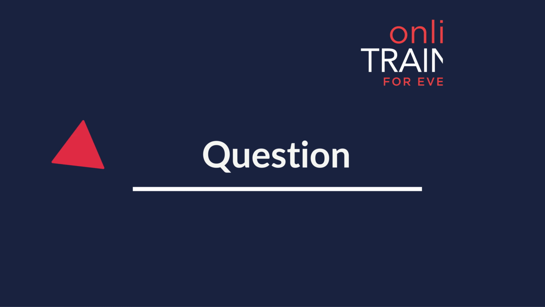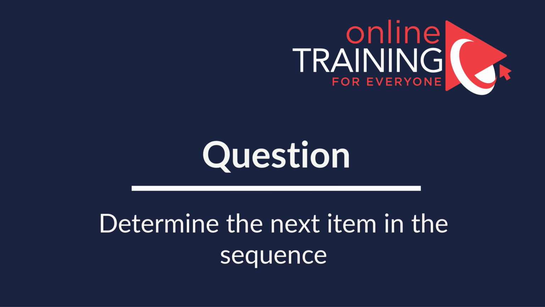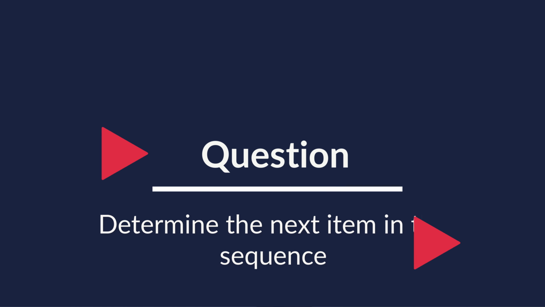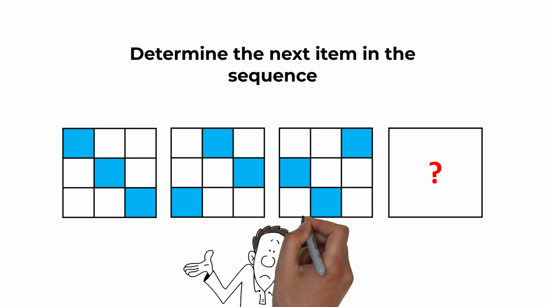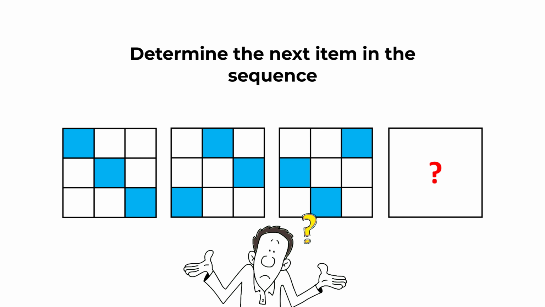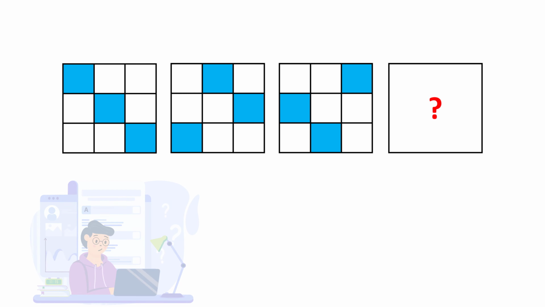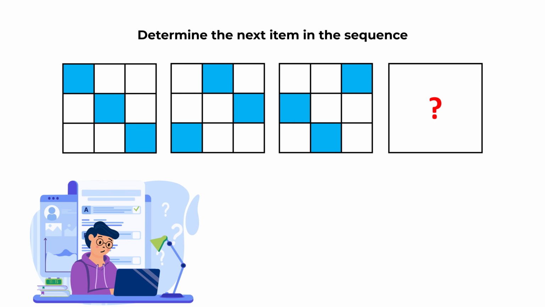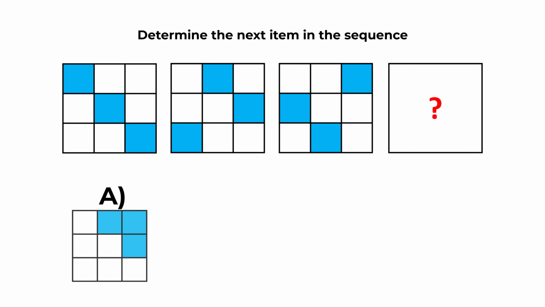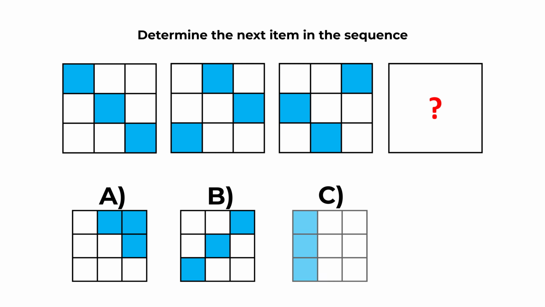Here is a very interesting problem that you might frequently get on the test. You need to determine the next item in the sequence. You're presented with the sequence of large squares. Each large square contains 9 small squares inside, and the small squares are of different colors. You need to determine the next item in the sequence, and you have 4 different choices. Choices A, B, C, and D.